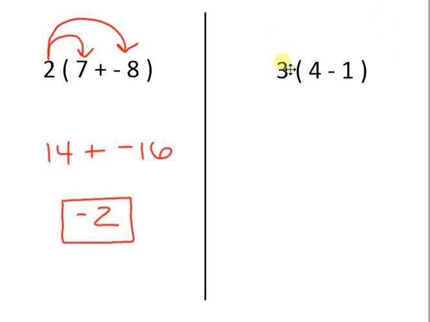All right. So over here, I have the 3 on the outside. It's going to be distributed to the 4, and then it's going to distribute to the 1. So 3 times 4 is 12. Bring down my subtraction sign, and then 3 times 1 is 3. 12 minus 3 is 9.